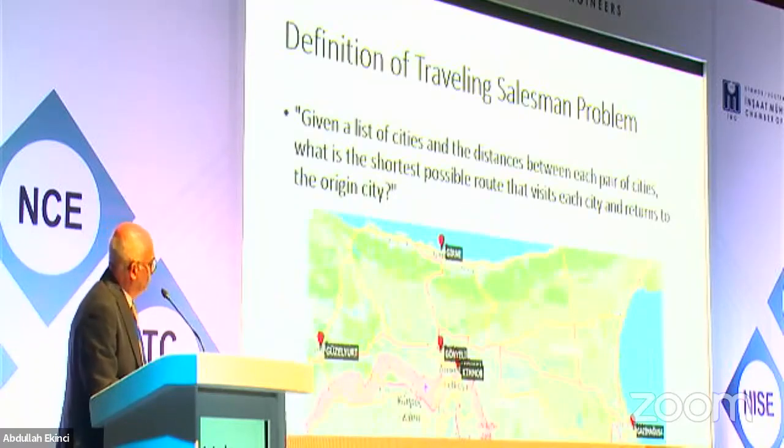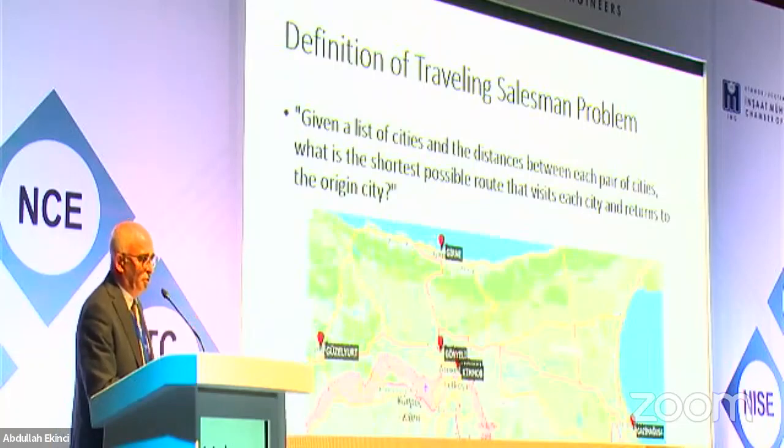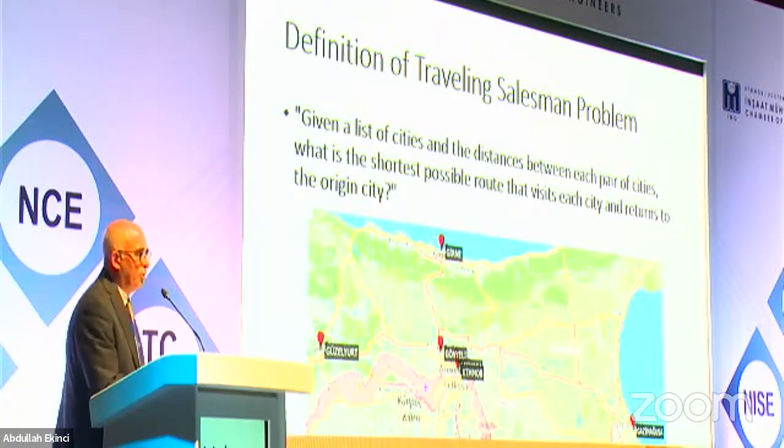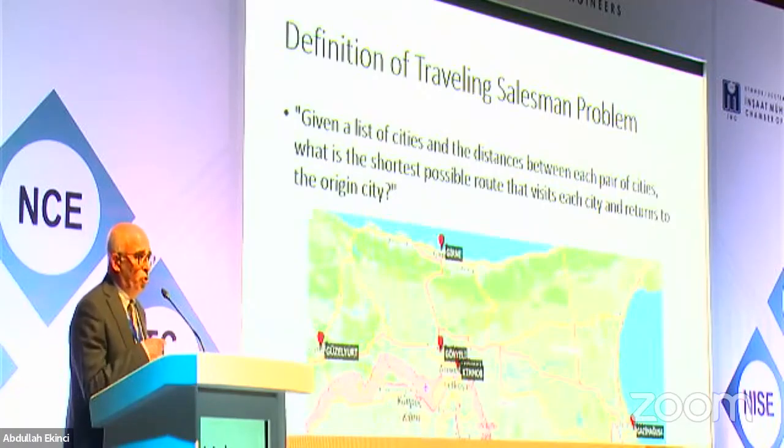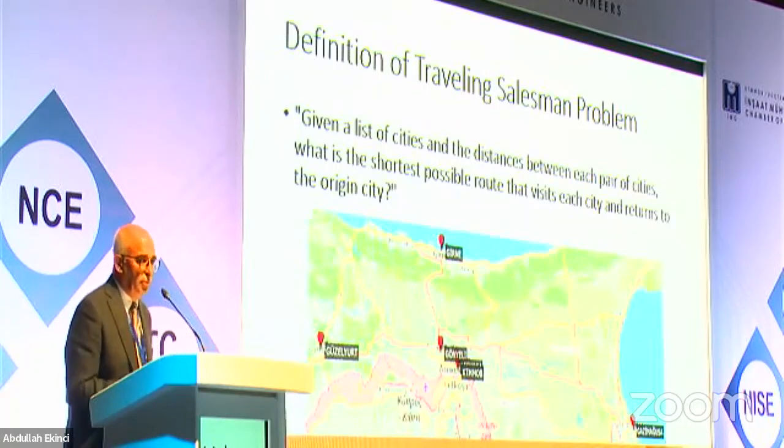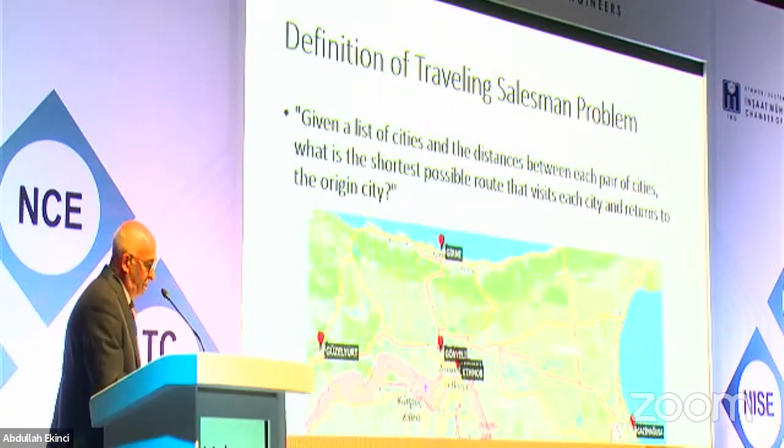Here, the map that you see is actually the case study that I have. If you look at the definition, we have a bunch of cities that we want to visit and come back to our origin location. And what is the shortest total distance or time that we can have by ordering these cities in a certain fashion? Okay, so that's a very simple explanation of the TSP.